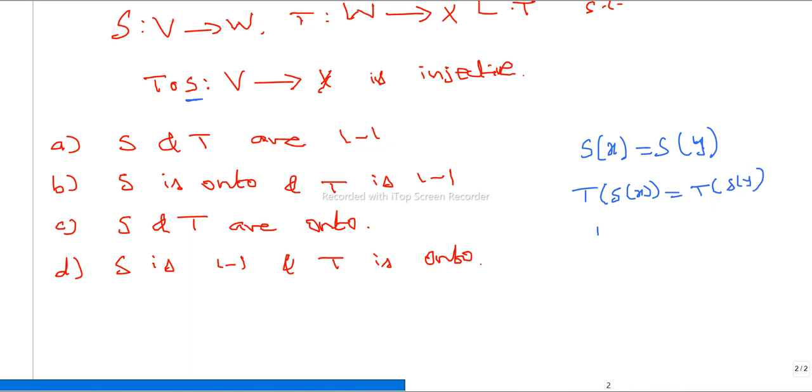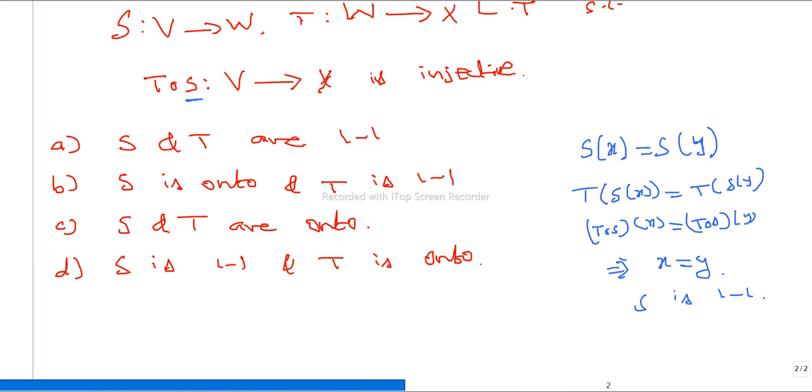But T of S of X is nothing but T composition S of X by the definition of composition, and this is also T composition S of Y. Since T composition S is 1-1 and this has happened, from this we can conclude that X should be equal to Y. Therefore S should be 1-1. S is 1 to 1.